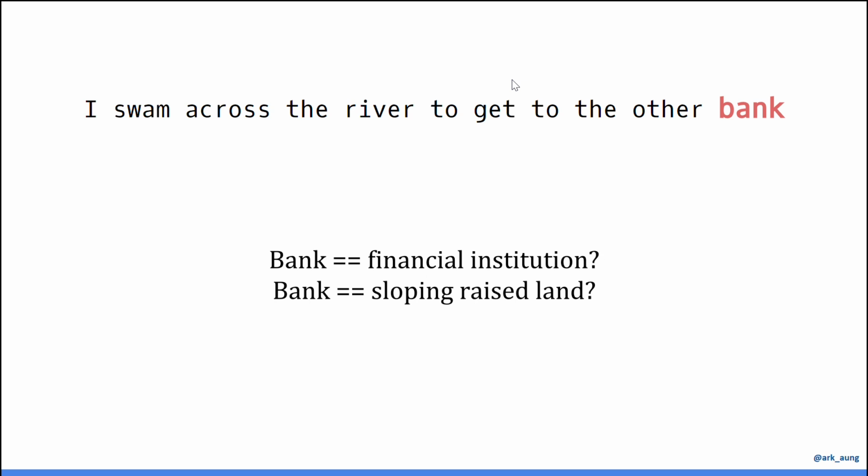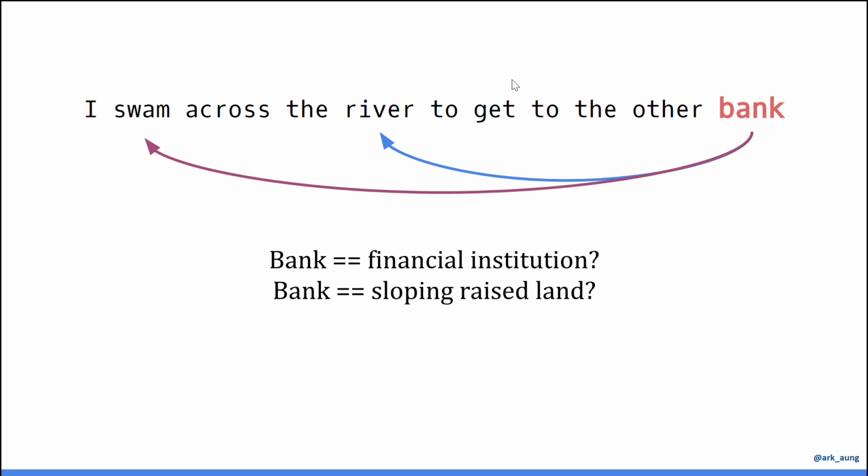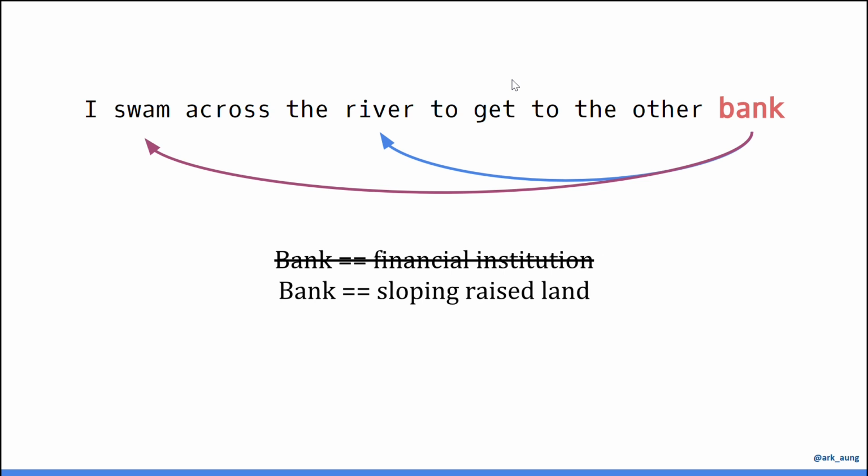Of course, in order to answer the question, we have to understand what surrounds this word bank. We want to identify what its surrounding words are. What are the words which augment the meaning of the word bank? Since we see swam and river in the sentence, this word bank is no longer a financial institution. It cannot be. It may be, but it is very unlikely. But rather, it is extremely likely that this word bank means sloping raised land.